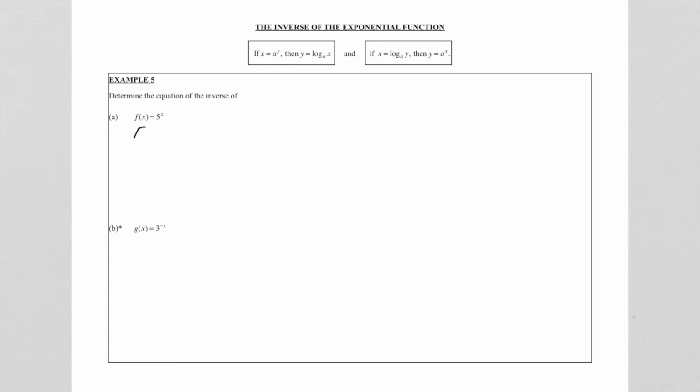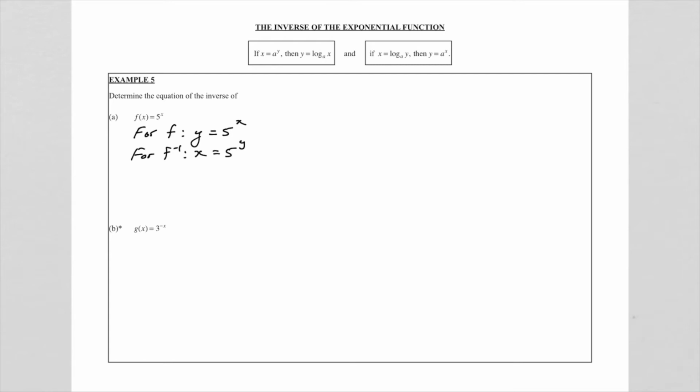So I'm going to say for f, y is equal to 5^x. And then for the inverse of f, and you can see I'm using the function notation now again, because the inverse of an exponential is also a function, this will be x = 5^y.